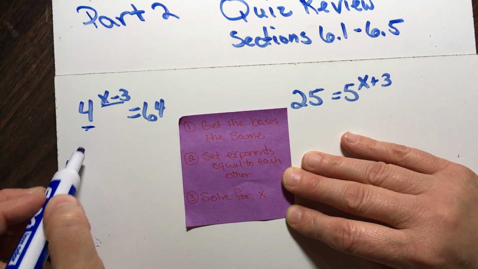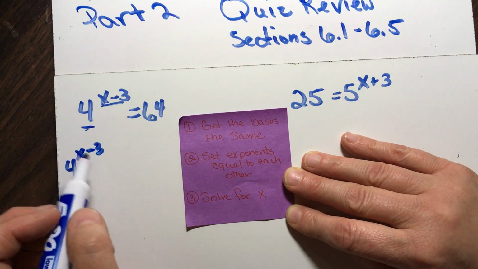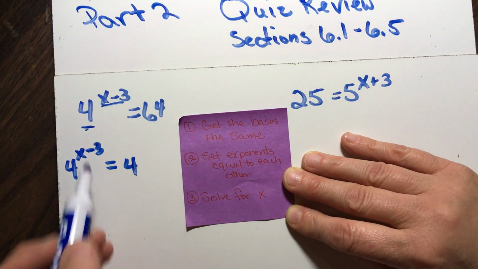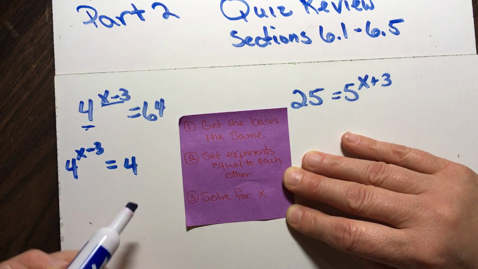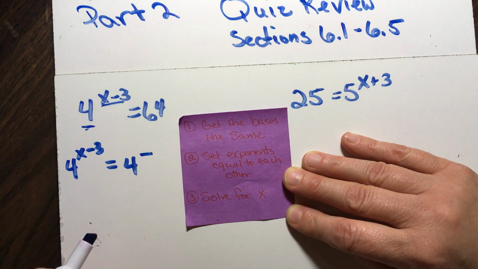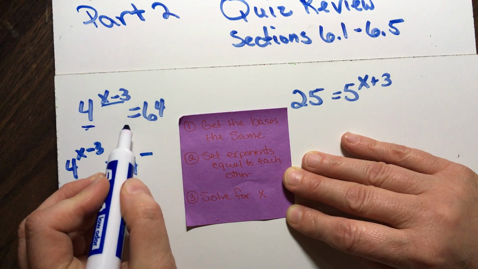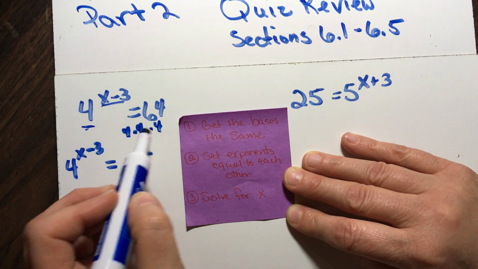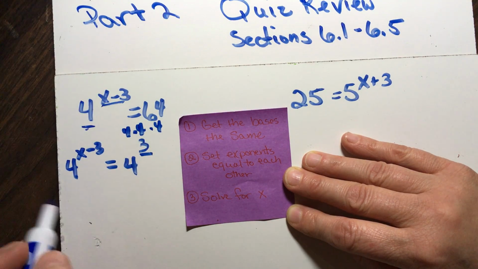So 4, I'm just going to rewrite this side. And then I want to rewrite this side using that same base. Now I have to figure out what my exponent is going to be, because I need to fill in that blank right here. So 4 times 4 is 16, times 4 is 64. So I have 4 to the third.